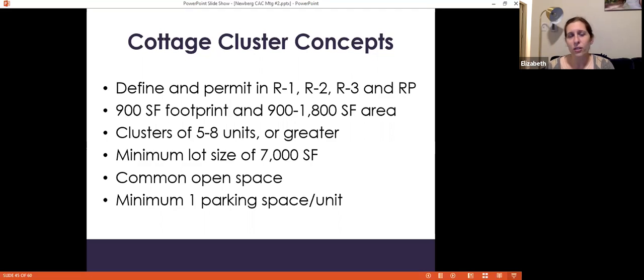We're looking at clusters of at least 5 to 8, or up to a larger number of units, and that's where we get some of the overlap with the triplexes or quadplexes, and why this is set at 5. It kicks in after that. These can be on any lot of 7,000 square feet or more with common open space. The minimum parking could be set at 1 space per unit, or of course the option to go lower. So next.